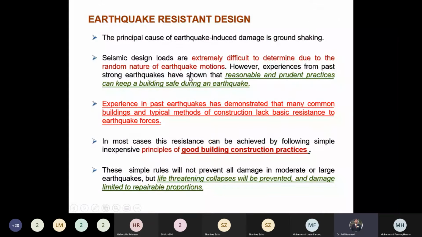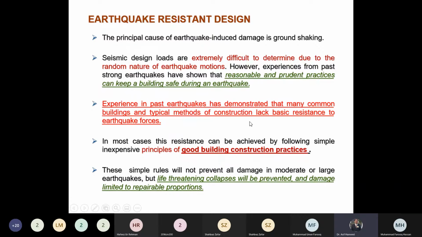It is very difficult to predict the future earthquake. So what we will do for the design of structure, we will use the experience which we have from the past, experience of the behavior of similar structures in the past. So we will use reasonable and prudent practices to keep our structure safe during the future earthquake.